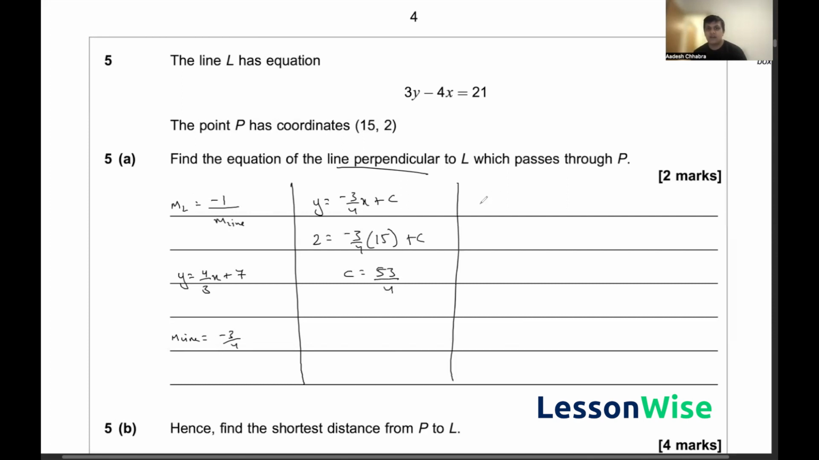So our final equation for the line is y is equal to -3/4 x plus 53/4. To make this a bit easier on the eyes, we can multiply the whole thing by 4, and we get 4y is equal to -3x plus 53, so 4y plus 3x is equal to 53, hence solving this part.